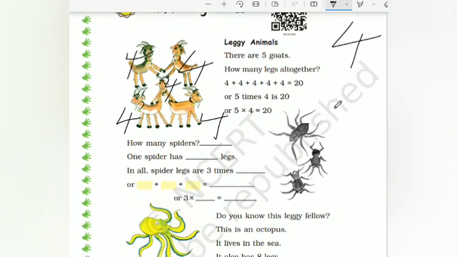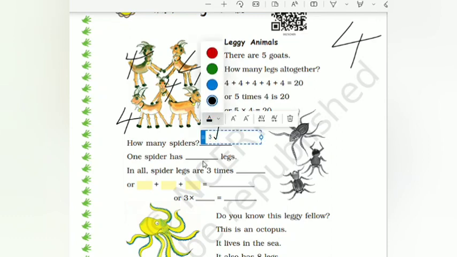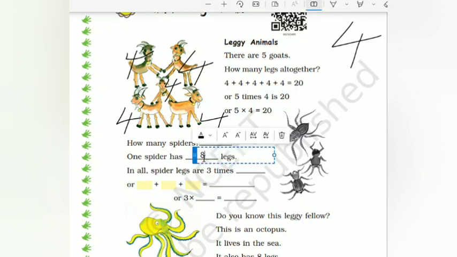How many spiders? 3 spiders. We can write it as 3. Then 3 spiders. Then how many legs? 1, 2, 3, 4, 5, 6, 7, 8. 8 legs. One spider has how many legs? See here, write down. We can write it as 8 legs.